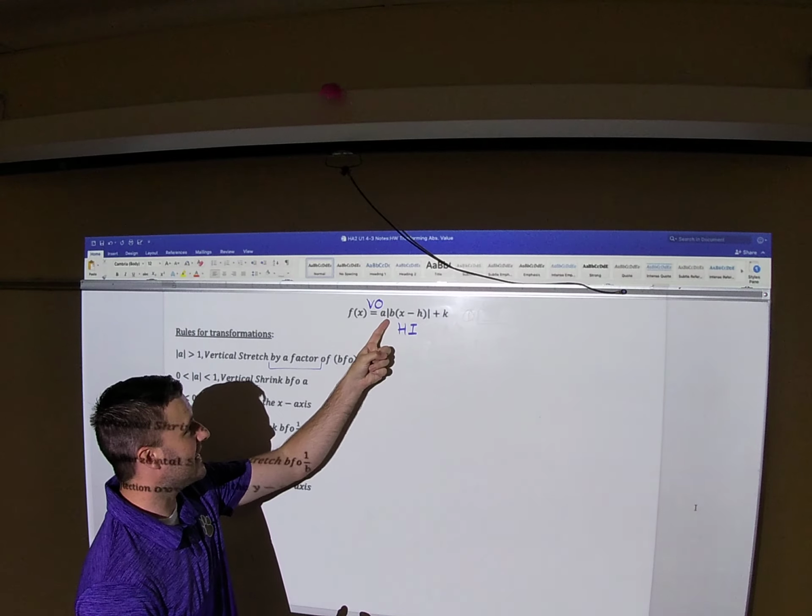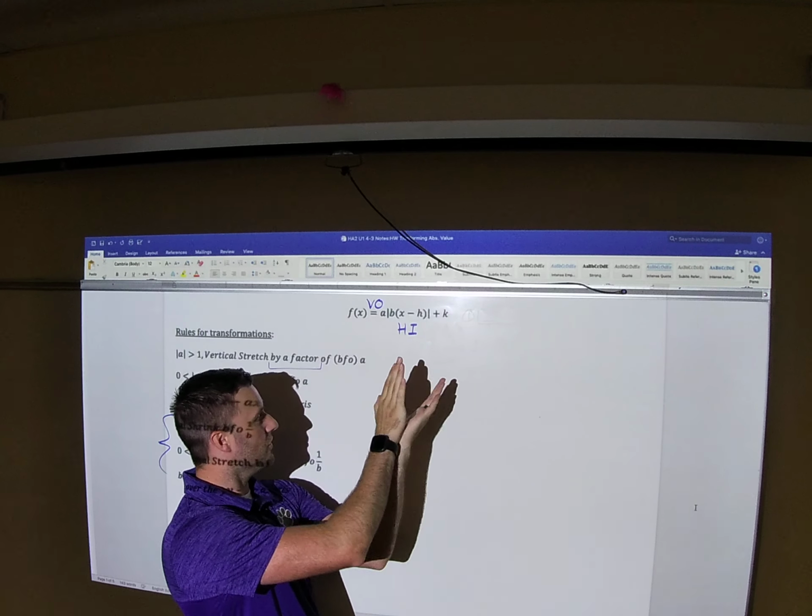But anyway, what happens if B is negative? If B is negative on the inside, that means it's going to flip or reflect over the y-axis.